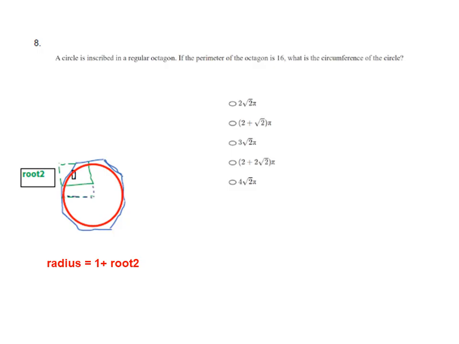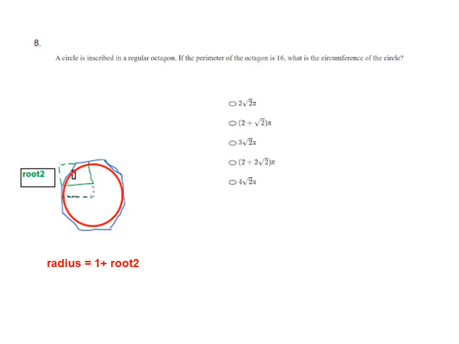So how did I find root 2? I have used the Pythagorean theorem. Because each side of the octagon is 2, can you see the border of the green area? That side would be root 2, and the blue one would have the length of 1. So the radius would be, vertically, 1 plus root 2. It would be easy for you to think of it vertically.